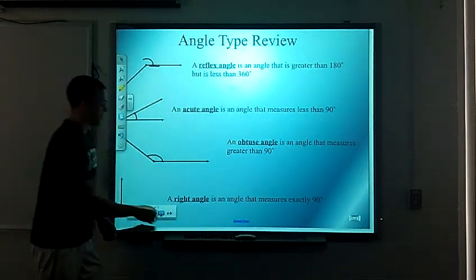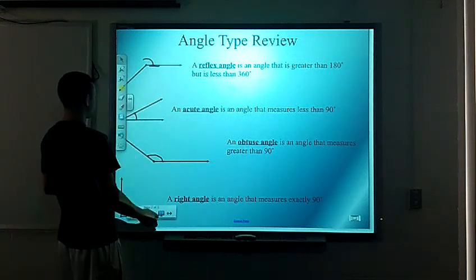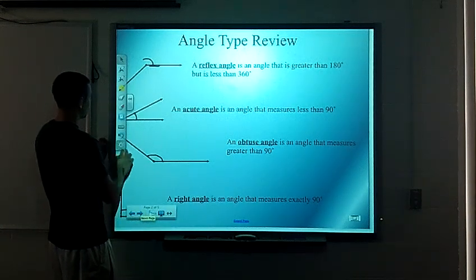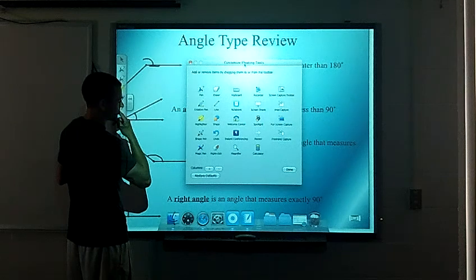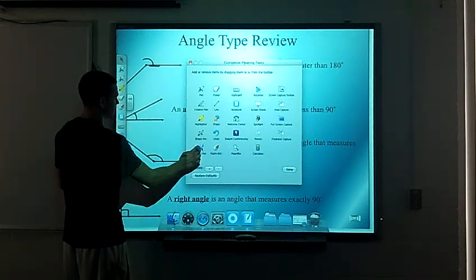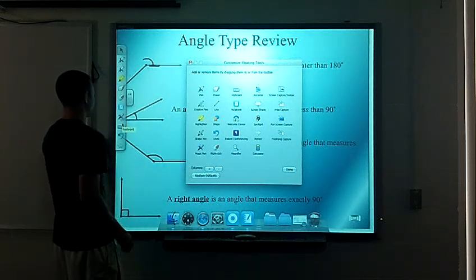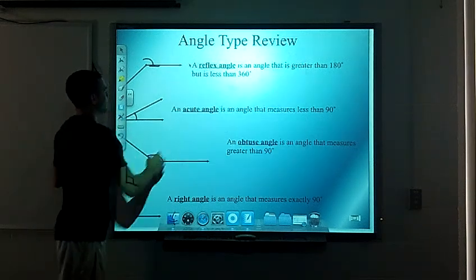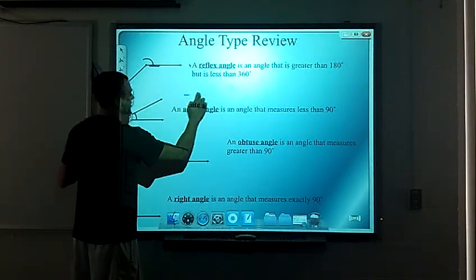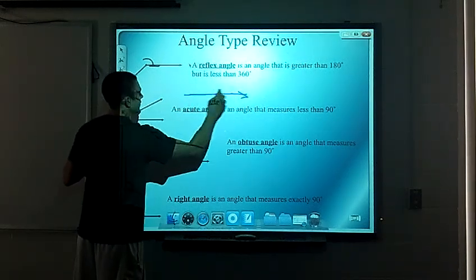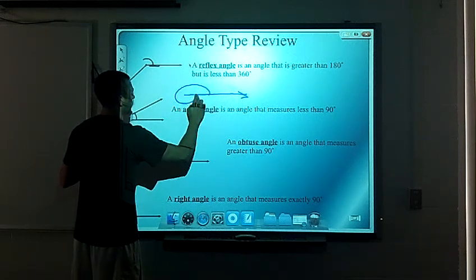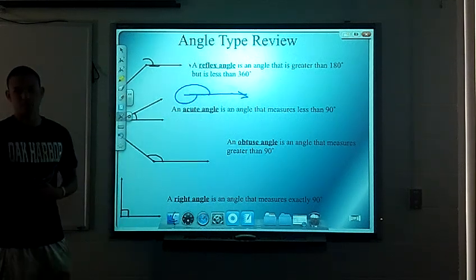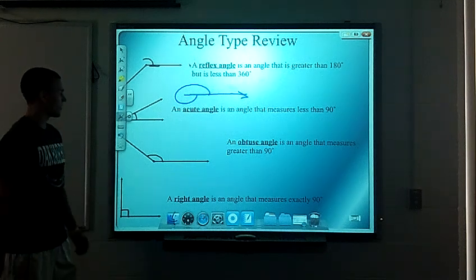So if it were just one line and it looked like, let's use this magic marker. If I were to make an angle that looked like this, that would be 360 degrees, because it goes all the way around.